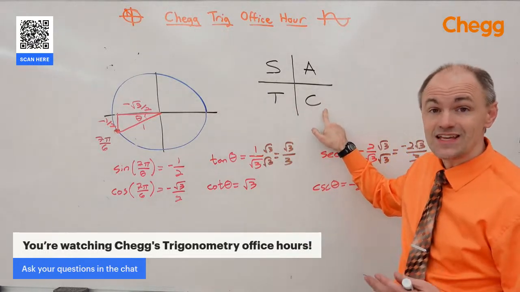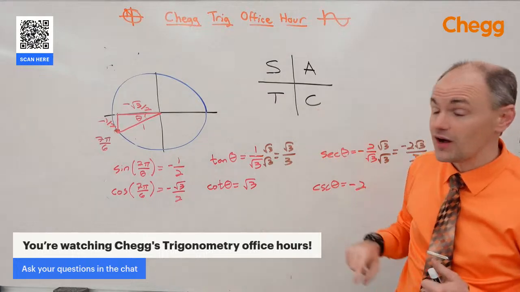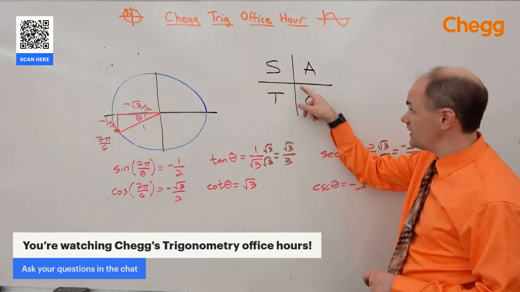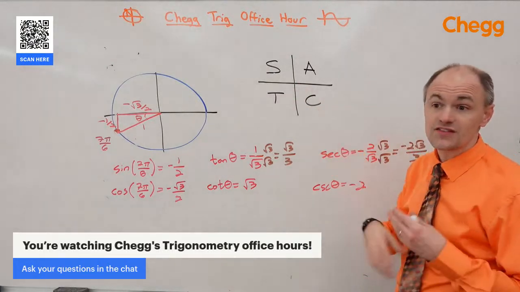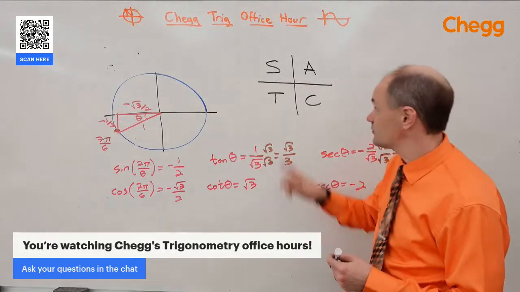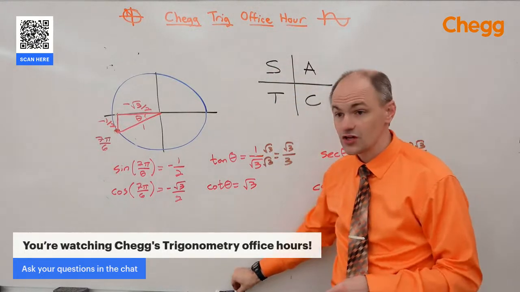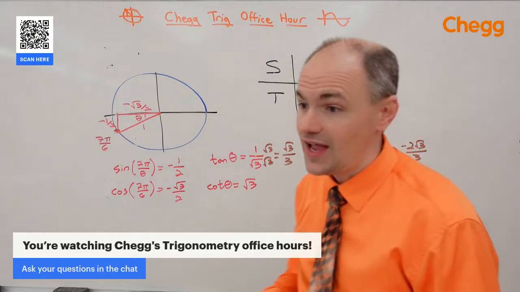Over here, we've got C stands for cosine. Cosine is positive over here. And so if the angle's in this quadrant, cosine's positive and the sine and the tangent are negative. So if you can remember All Students Take Calculus, you can remember what's positive and what's negative.